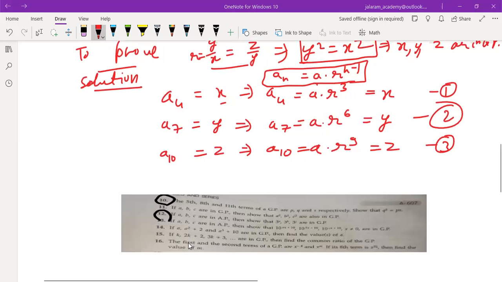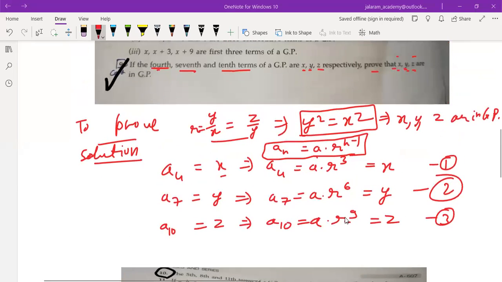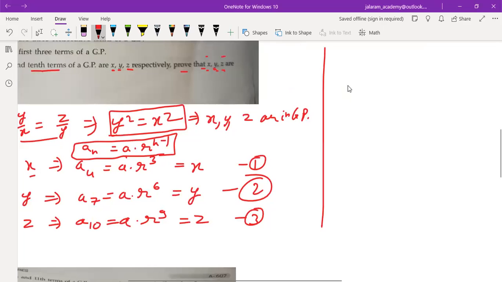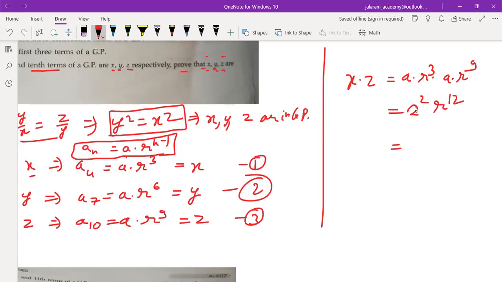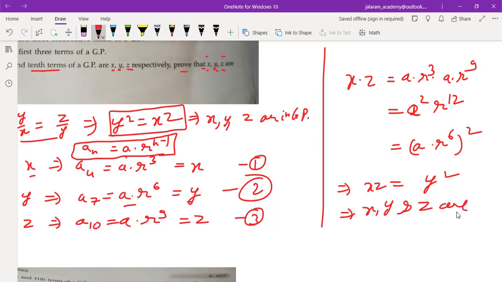And now let us check whether it satisfies the condition that the product of extremes, that is x into z. x equals a into r cube, z equals a into r to the power 9. So it is a square into r to the power 9 plus 3, that is 12. So it is equal to a into r to the power 6, whole square, and we observe that a into r to the power 6 is y, so it is y square. It implies xz equals y square, and so x, y and z are in GP, hence proved.